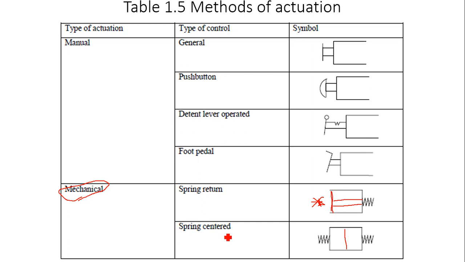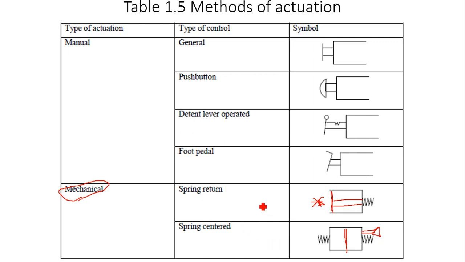Whereas this is spring center. Spring center means when both sides spring force are there, it will always stay in center direction unless it is moved by force from any other side. So this double spring will always be associated by any pilot signal. Okay.